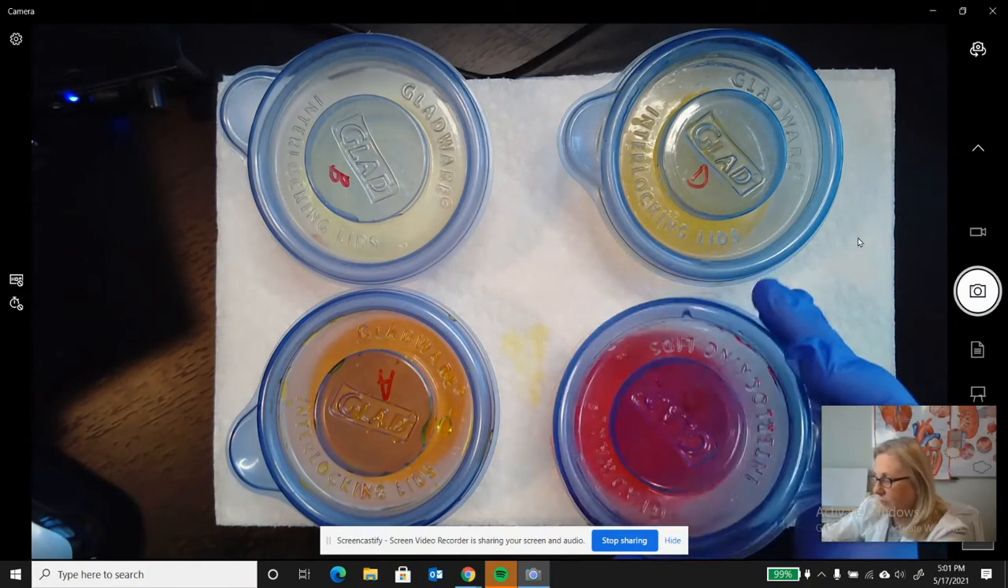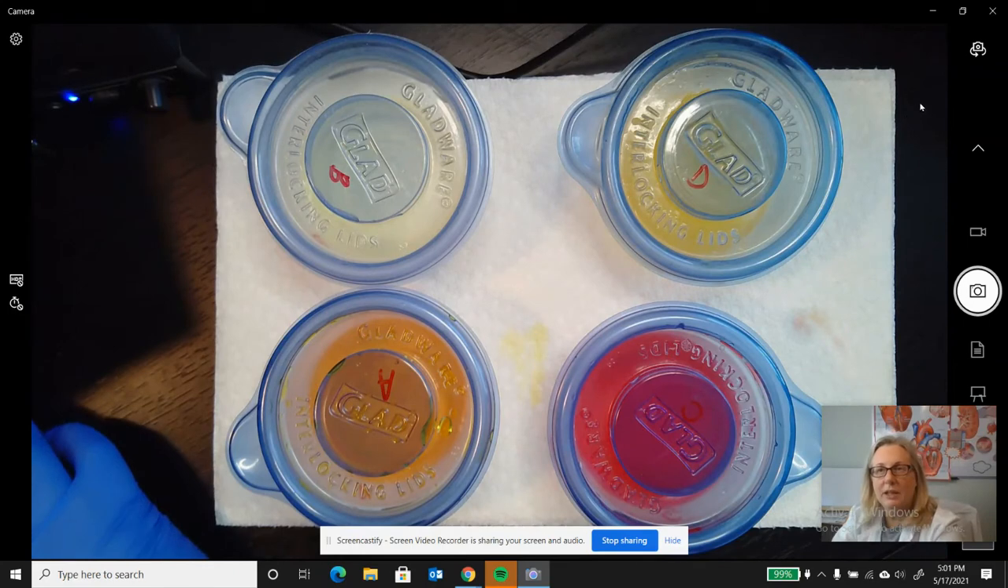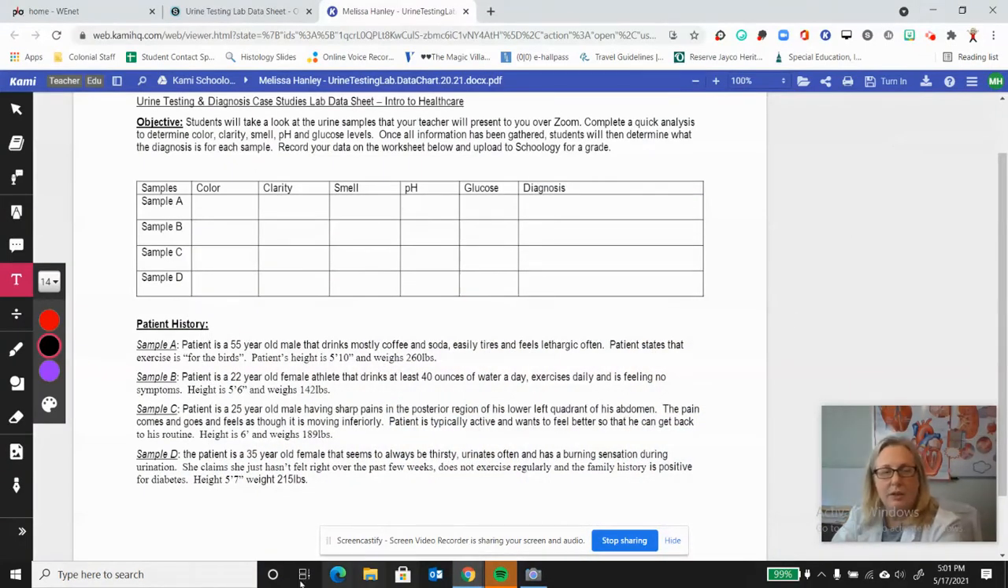We just have one more to do. Let's go ahead and pop back over and see where we're at. So sample C was right here. You should have written the color, the clarity, the smell. I said it was a little sour. pH and glucose, and then your diagnosis. So you should start thinking about what is going on with this patient, with what he says his symptoms are, what the color, clarity, smell, the pH is going to be a good giveaway, and then write down what you think the diagnosis is. Our last sample is up. So if you need to pause right now, go ahead and pause. Talk about what you need to talk about and write down your diagnosis, and we'll be back.